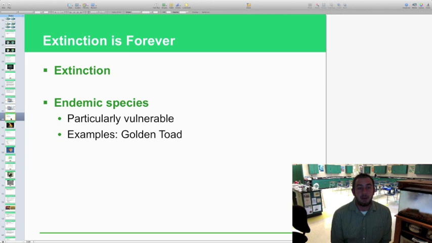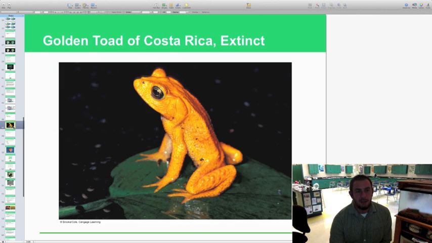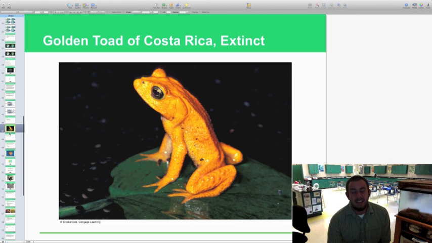Now, we have these things called endemic species, and endemic species are very vulnerable to extinction because of where they're located. They're only located in a very few specific areas, and they need very specific ecosystems to thrive. An example is the golden toad, and you'll see a picture of it here. The golden toad of Costa Rica went extinct because it needed a very specific temperature, moisture content, and climate for the area it inhabited. When they took those forests down in Costa Rica due to deforestation, so went the golden toad. Endemic means very vulnerable to extinction because the species is only found in one area.